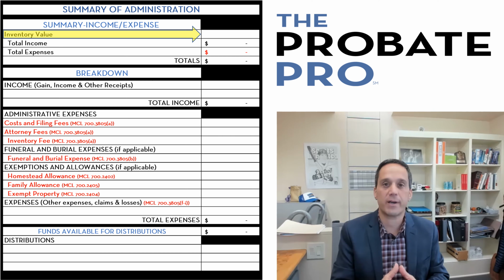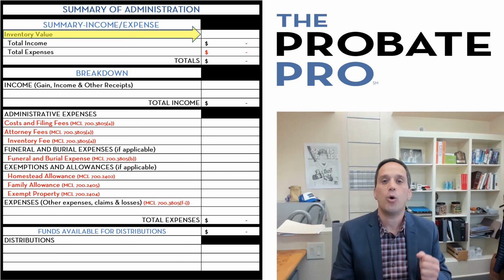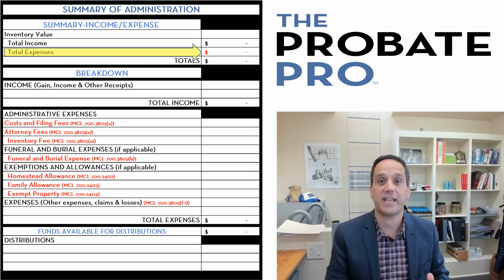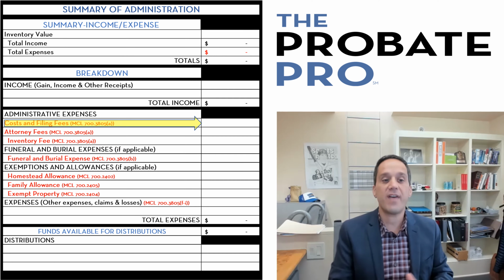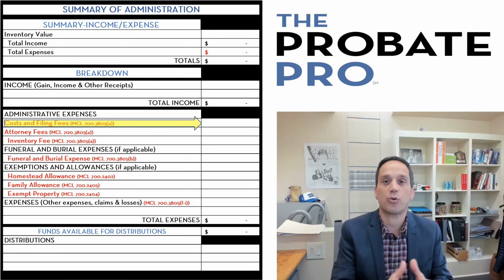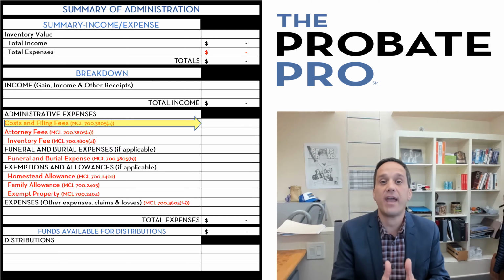That's the inventory that was filed or presented to the probate court that identified what the decedent owned in their name at the time of death. Then any income that has been received would be reflected, and of course any expenses that have been incurred. Then we look at reimbursing for any costs or filing fees. The statute 700.3805A provides that those administrative expenses get reimbursed.